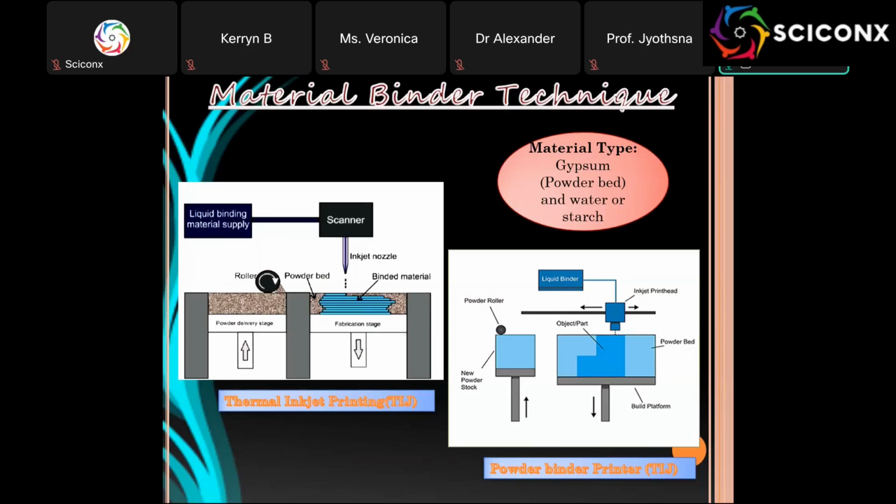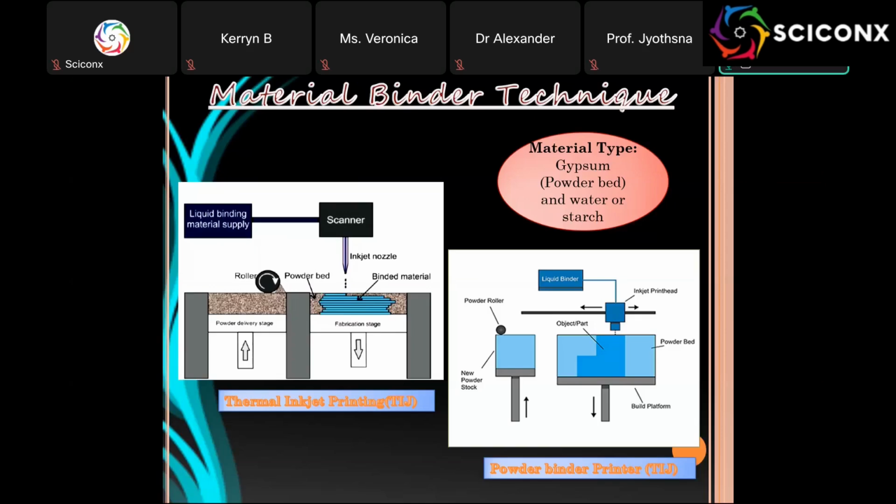So the most important thing regarding this inkjet nozzle is the diameter. The diameter is around 10 to 150 picoliter. It is always in picoliter, the diameter of this inkjet nozzle. But here, this is an inkjet printed head. So this is the basic difference between these two techniques.